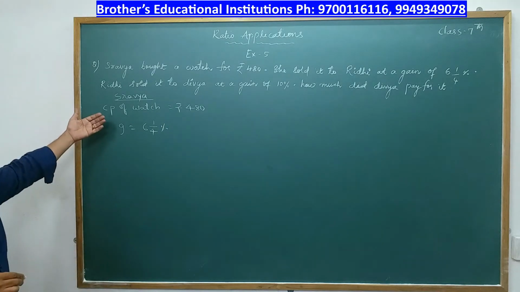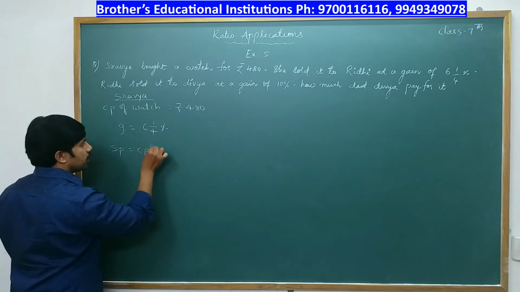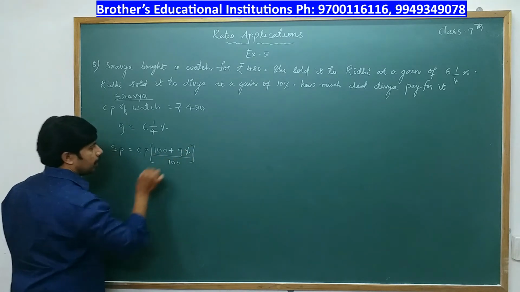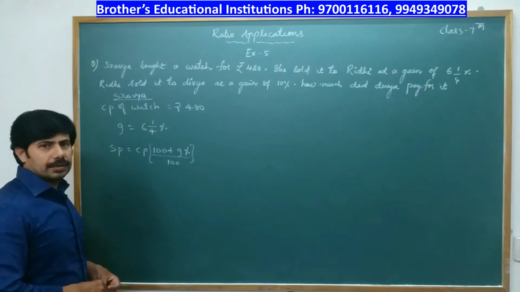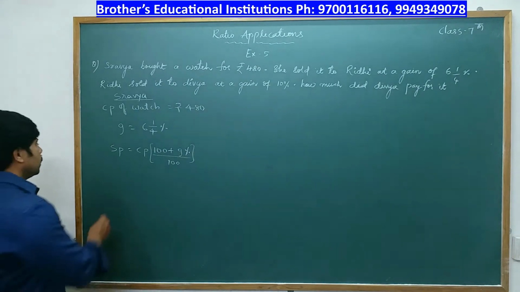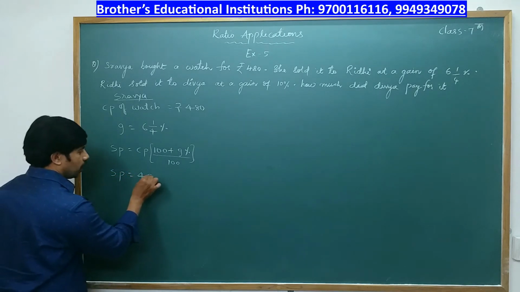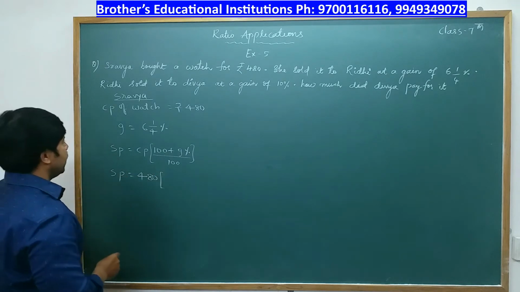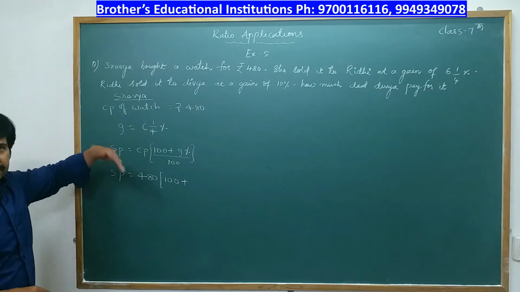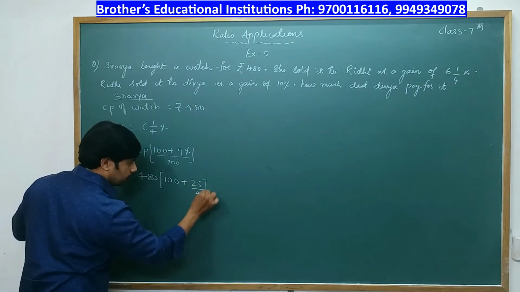Now as we have a cost price, we will find out the selling price. Selling price is equal to cost price into (100 plus gain percent) by 100. So selling price is equal to 480 into (100 plus gain percent). This is a mixed fraction, we will convert: 24 plus 1 is 25 by 4.